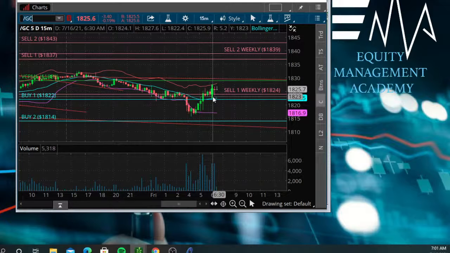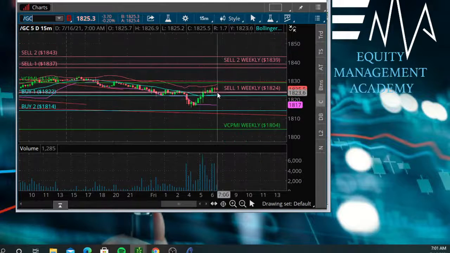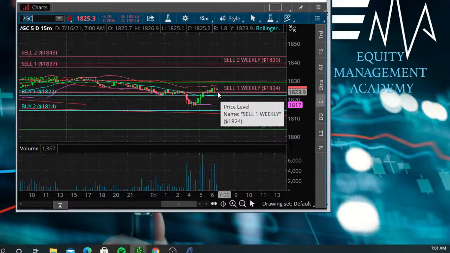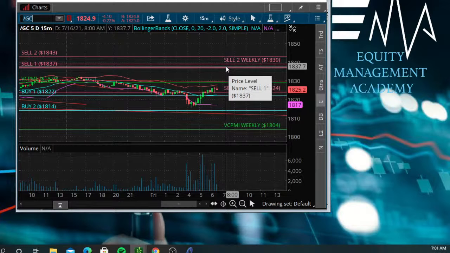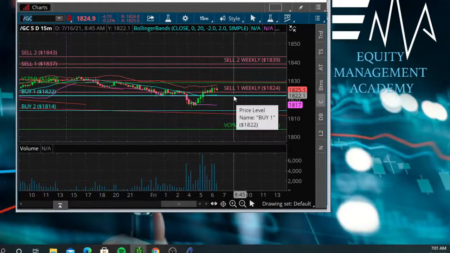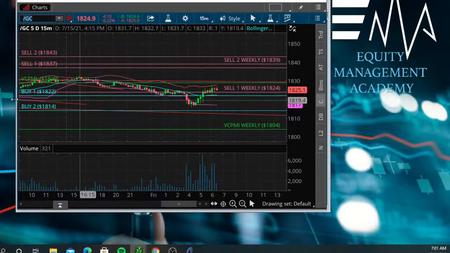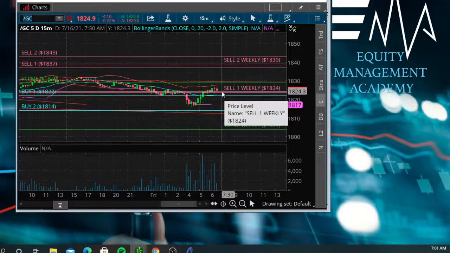The thing that you want to take a look at is the relationship of the daily into the weekly numbers. On the right of the chart, you see the weekly numbers at 1824 as the sell one level and the sell two level of 1839. So what does this mean? This means that we have a daily buy signal with a target of 1829, and we are entering into a weekly area of, you might say, resistance, or what the algorithm calls a distribution of supply area.